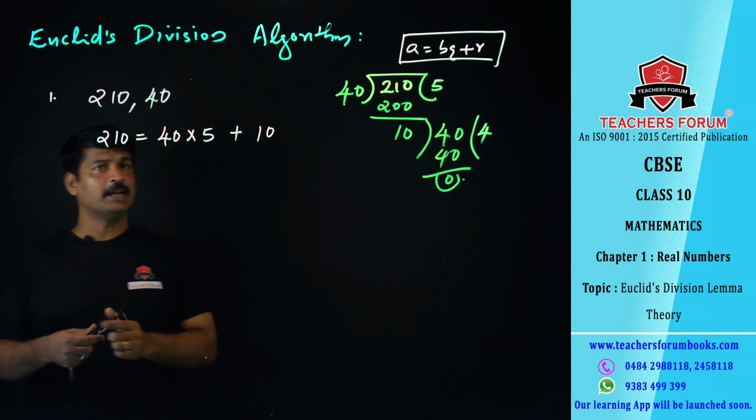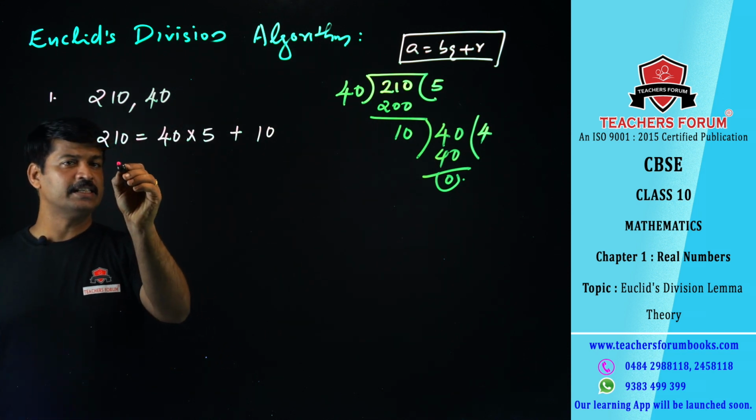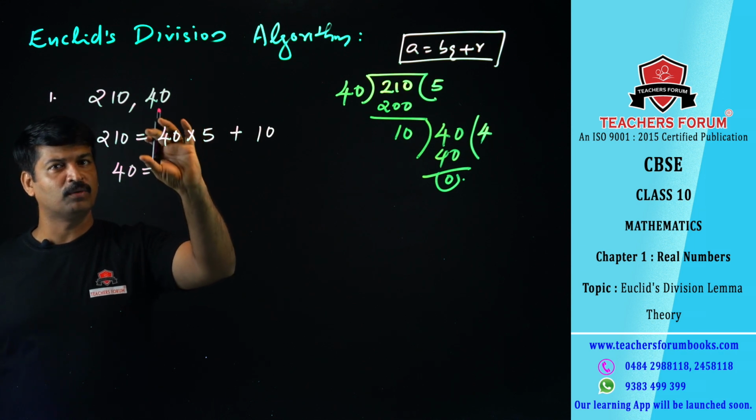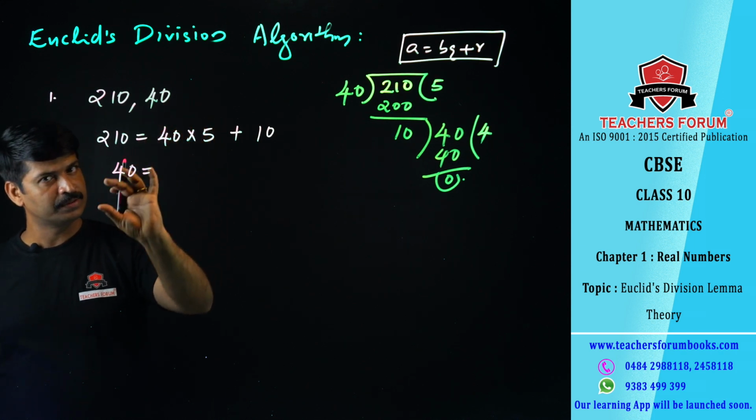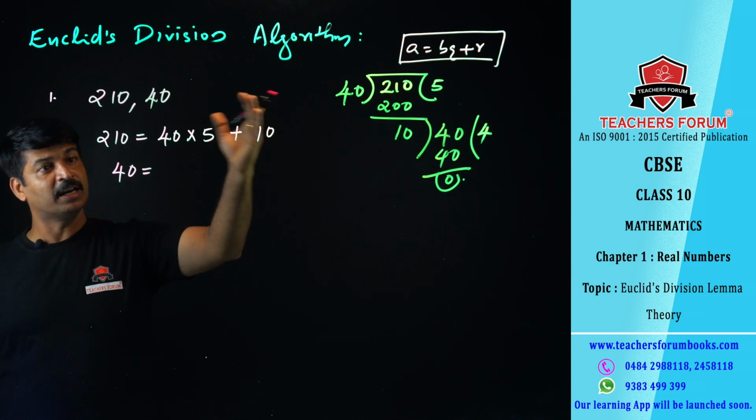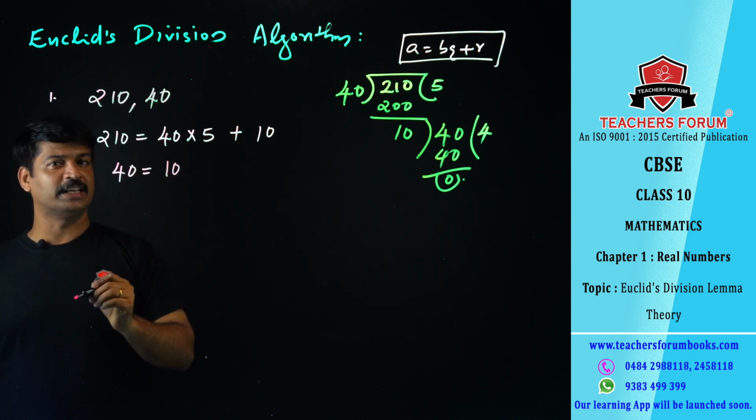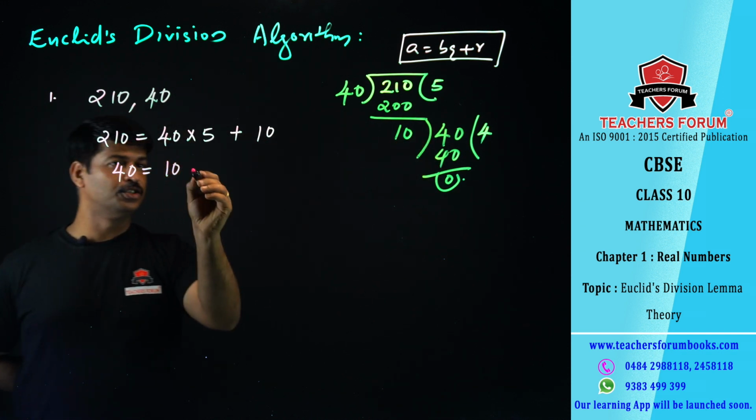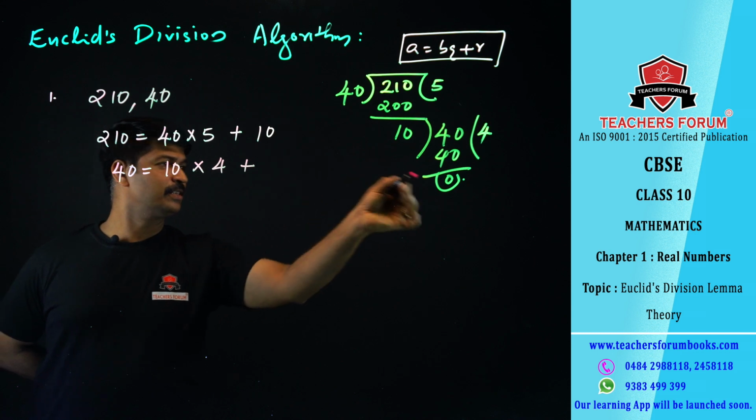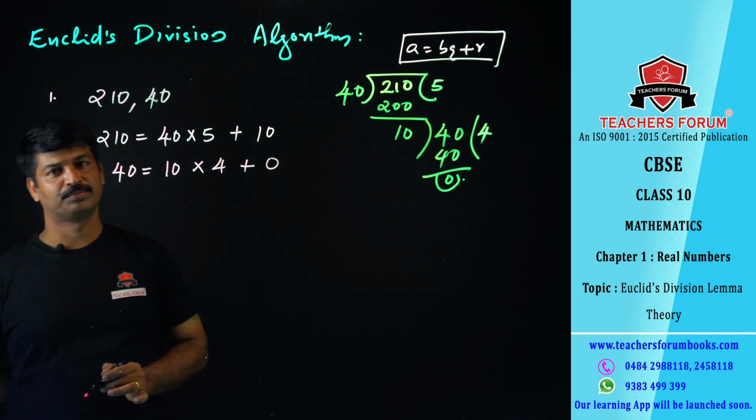So this step can be written as 40 is equal to, that is the 40, in the previous step 40 was the divisor, that becomes the dividend. Now what was the remainder in the first step, that becomes the divisor. So 40 is equal to 10 into 4 plus remainder is 0.